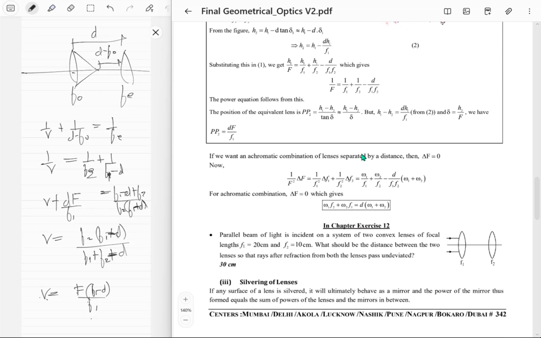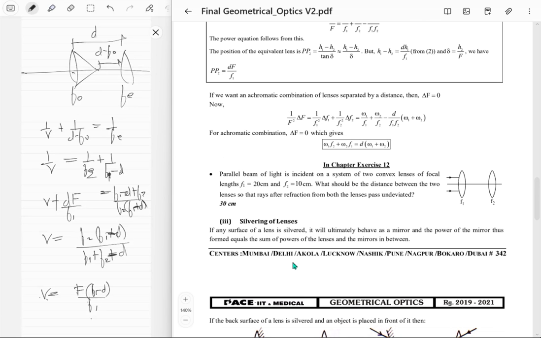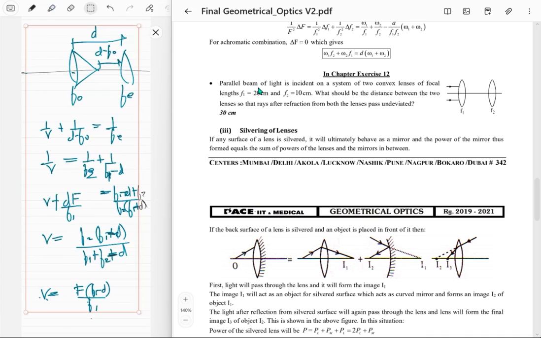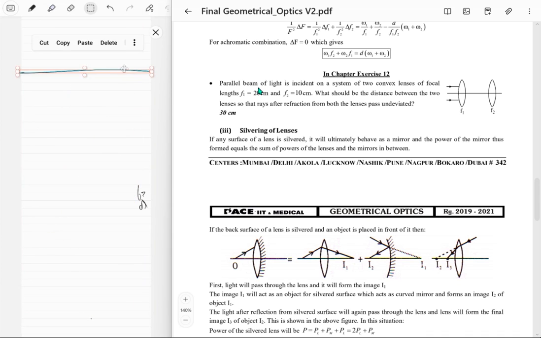And then once again, chromatic aberration, whatever. Silvering of it. Oh yeah, I actually made a formula for this thing. So you can get this thing. First of all, in chapter 12, parallel beam of light. First of all, erase this thing. Parallel beam of light is incident on system of two convex lenses of focal length 20 centimeter and 10 centimeter. Oh, it's from that question.